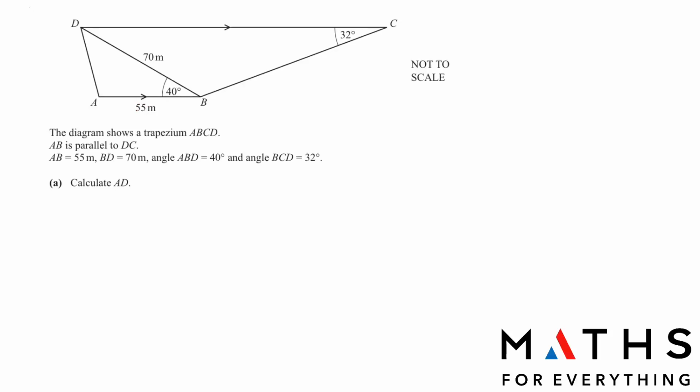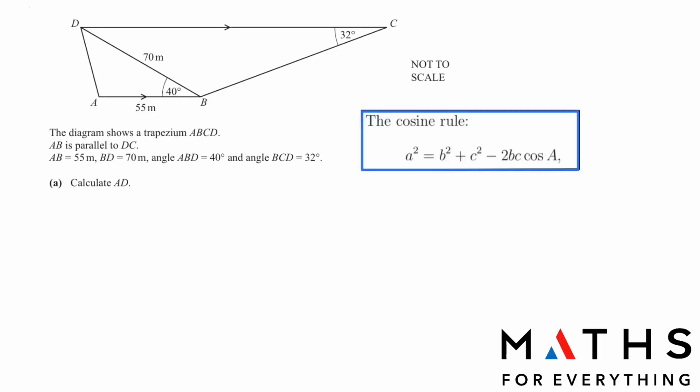Whenever two sides and an included angle is given and we want to find the third side, we use the cosine rule. This is the rule that we use. A, B, and C are the three sides. A is the side that we need to find. B and C can be either side. Just remember, you need to have the opposite angle, which we have, 40. That's our cos A. Now we'll replace it.